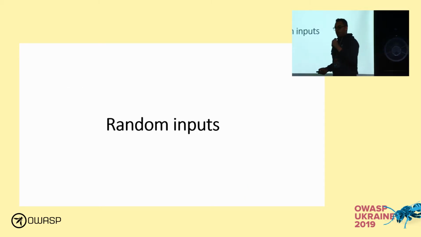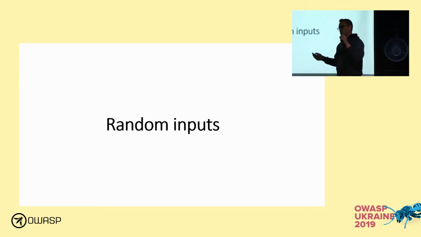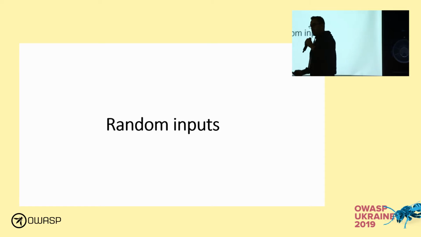Let's talk about random inputs. We talked about random headers, okay? For tokens such as cross-site request forgery tokens or something. And now let's talk a little bit about random inputs.